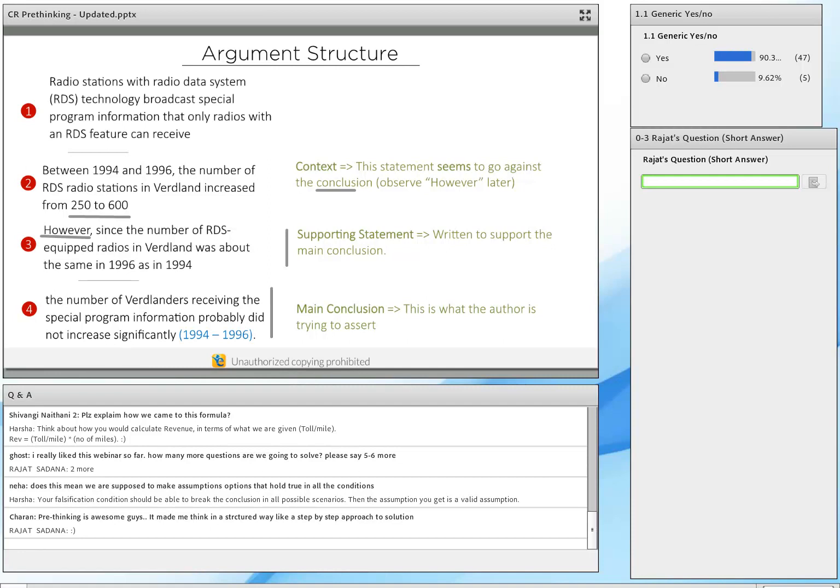And statement one says radio stations with RDS technology broadcast special programs that only radios with an RDS feature can receive. So what does statement one say? It says, hey, if you need to receive special programming, you need two things. One is you need an RDS radio, and then you need RDS transmitting stations. Are you guys clear with every aspect of it? Yes, no, Paul.